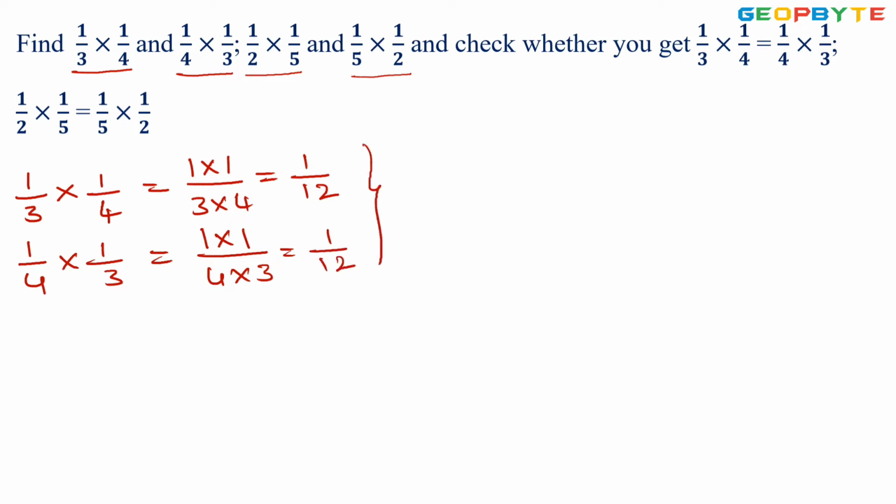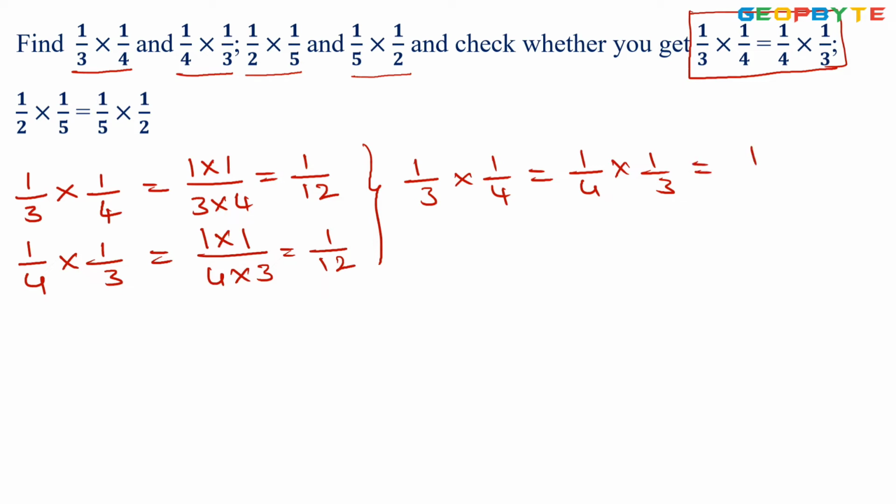So here 1 by 3 into 1 by 4, we are getting 1 by 12, and 1 by 4 into 1 by 3 is equal to 1 by 12. So for both the multiplications, we are getting the result as 1 by 12. So we can say that 1 by 3 into 1 by 4 is equal to 1 by 4 into 1 by 3, and the resultant value is 1 by 12.